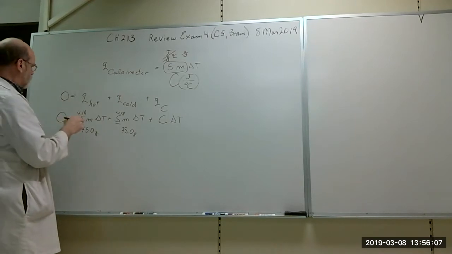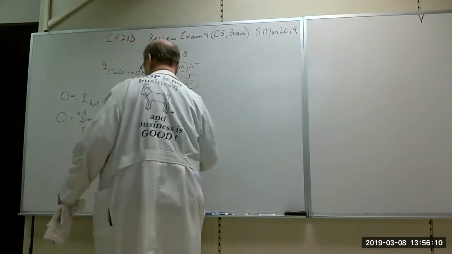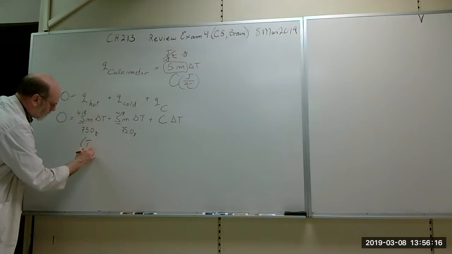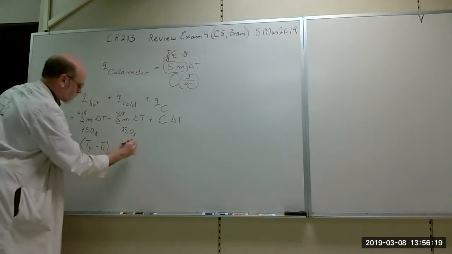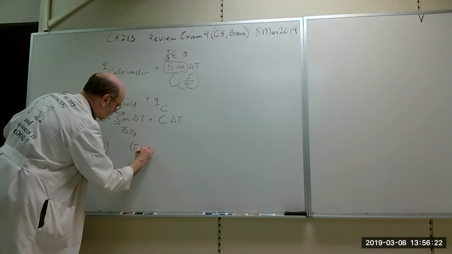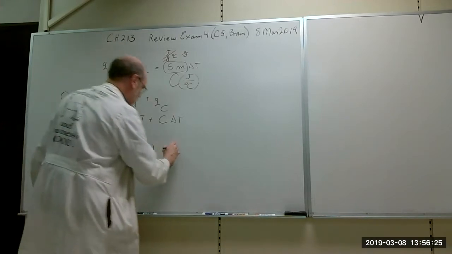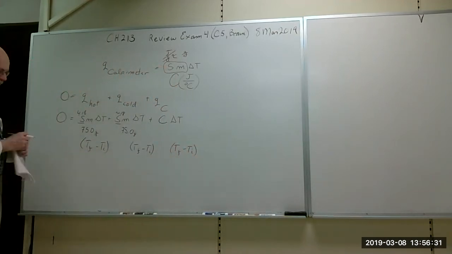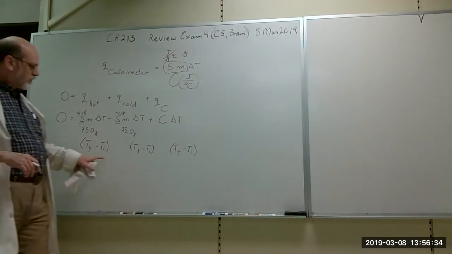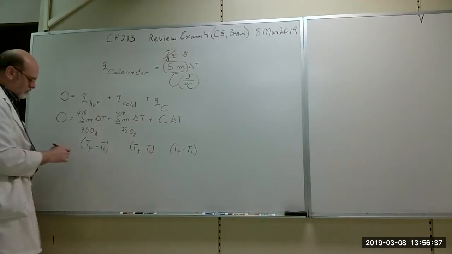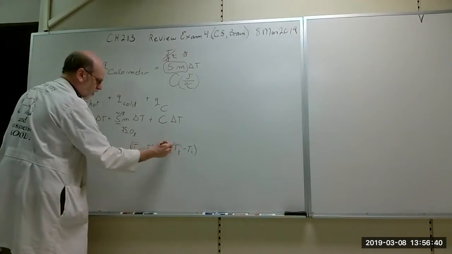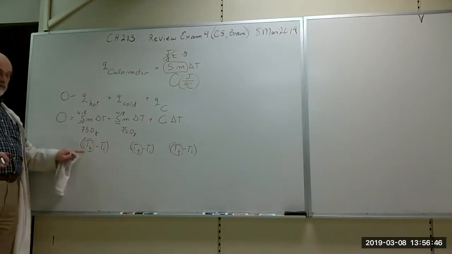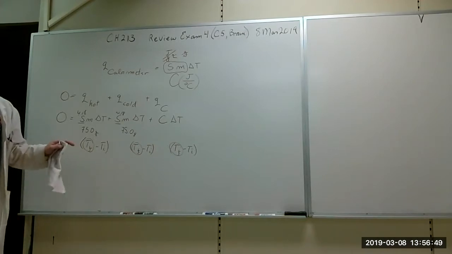Okay, so for the change in temperature for the hot, well, let's do it down here. So delta T is going to be final temperature minus initial temperature, and this one's going to be final temperature minus initial temperature, and this one's going to be final temperature minus initial temperature. Okay. The final temperature for every one of these is the same, because they're going to equilibrate before we measure that last temperature. It's the initial temperature that changes.